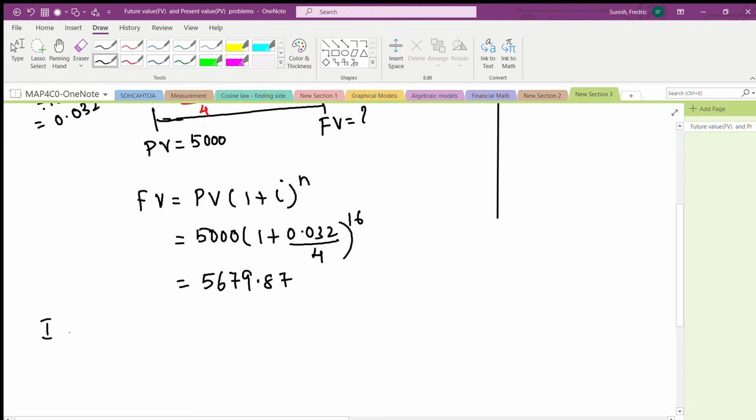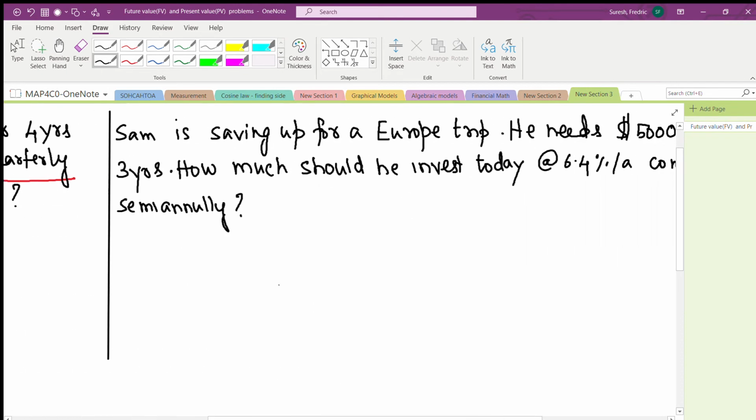So how much interest did he make in the whole deal? He got out $5,679.87. He deposited 5,000 bucks. So the difference must be the money that he made in this investment. Okay, going to the second question.